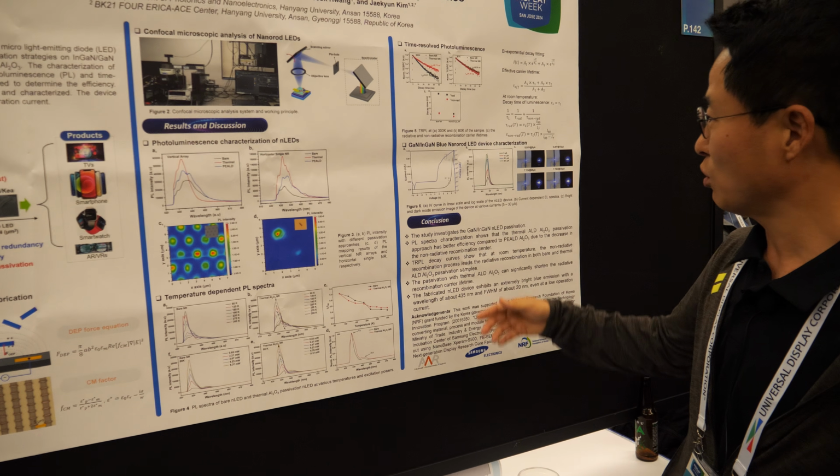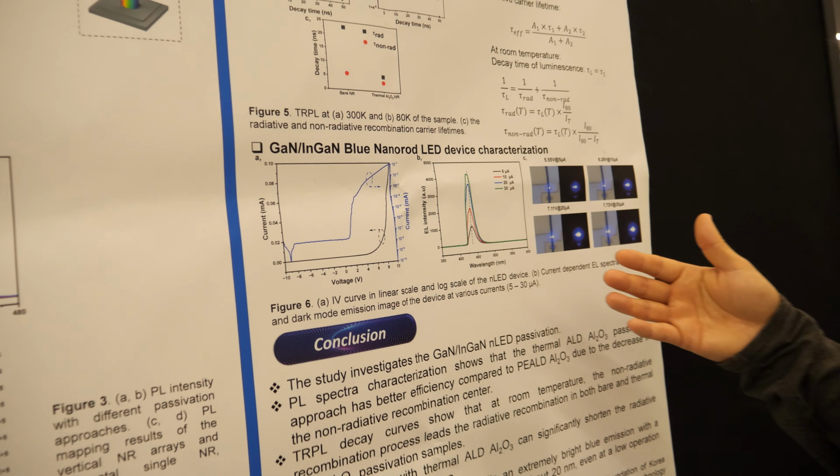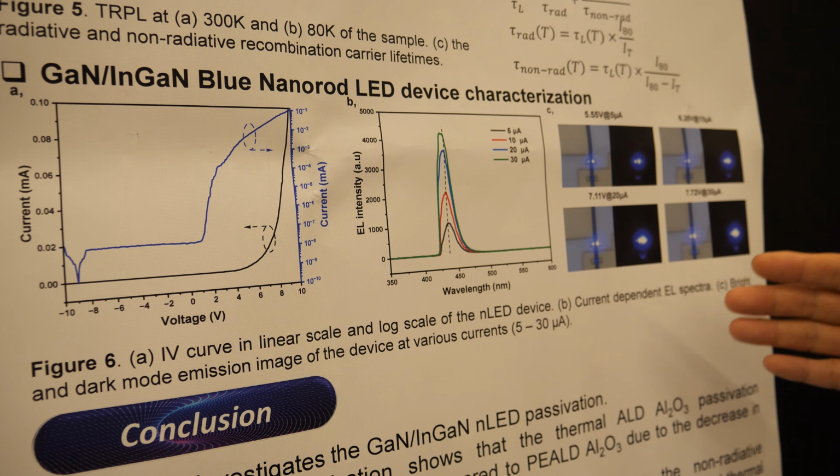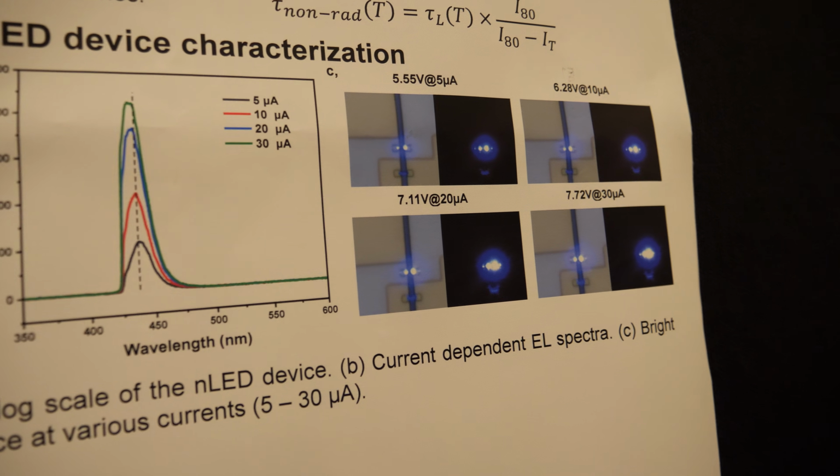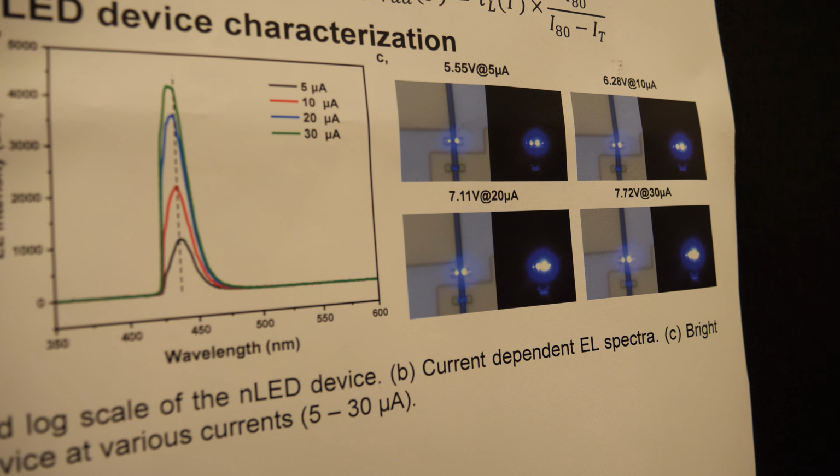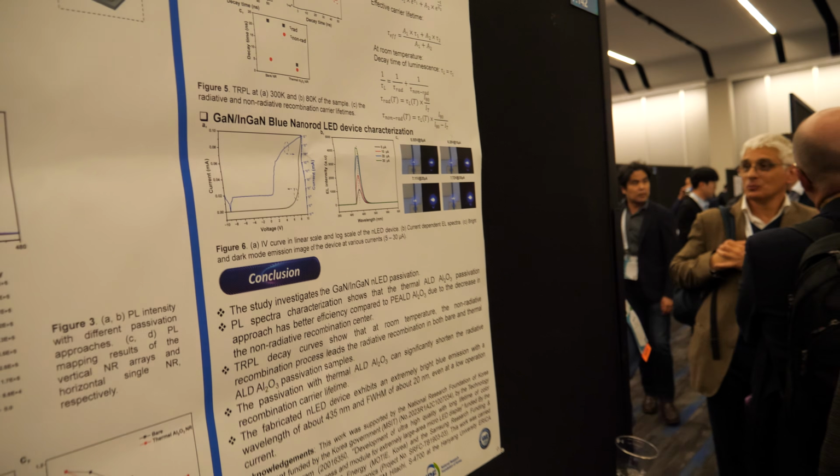We also fabricate the nano LED in each pixel. You can see we inject current into the nano LED, and it illuminates. So it's going to be a next generation pixel for the display.